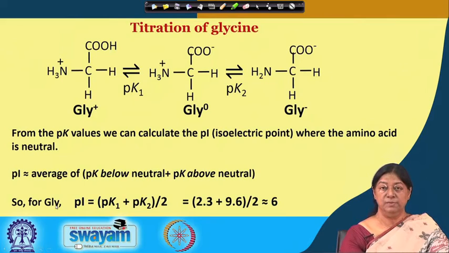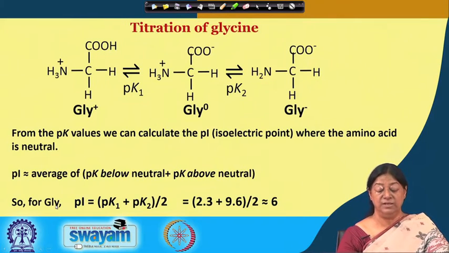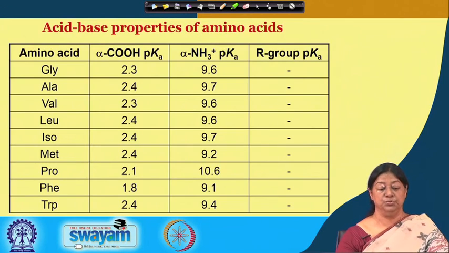So, for glycine, I will just show you a table of the values. We have 2.3 plus 9.6 divided by 2, which gives you a Pi of approximately 6. This will be experimentally demonstrated to you, as to how you can actually determine the Pi of glycine, in the experimental section that will be shown to you.